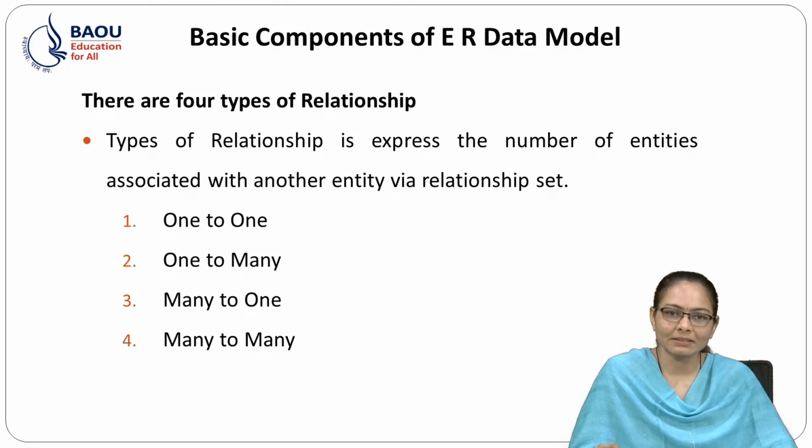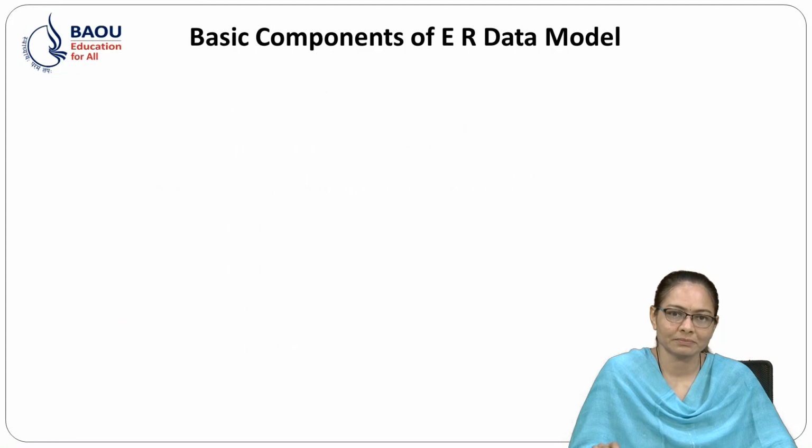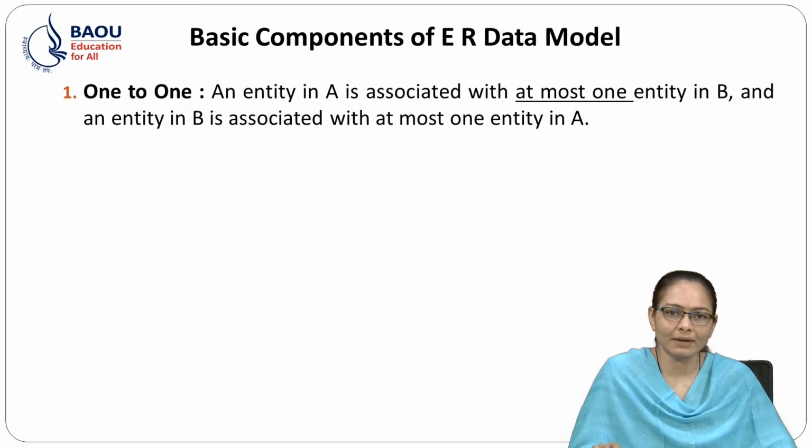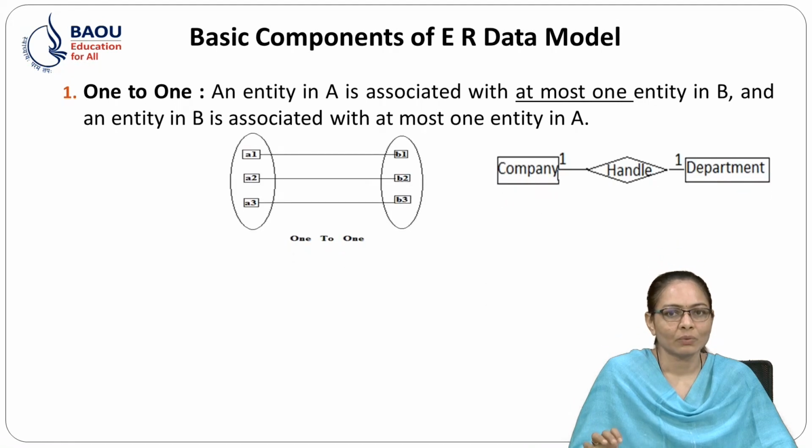Let's start with the first relationship. One to one relationship means the entity in set A is associated with at most one entity in set B, and an entity in B is associated with at most one entity in A. So, entity set A and entity set B have a one to one relationship.